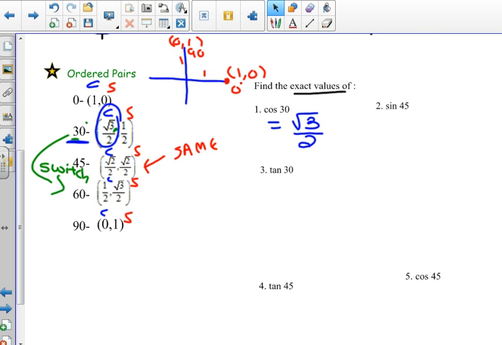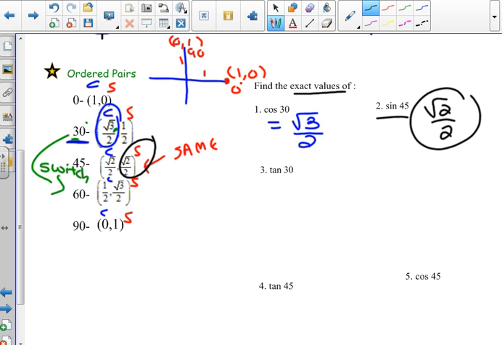Now, if I asked you for the sine of 45, we're just going to go to your 45 degree. Sine comes second, so it's just going to be radical 2 over 2. That's your answer. If you know your ordered pair, it's really quick to find the sine and the cosine. You're just looking at which one comes first and which one comes second.